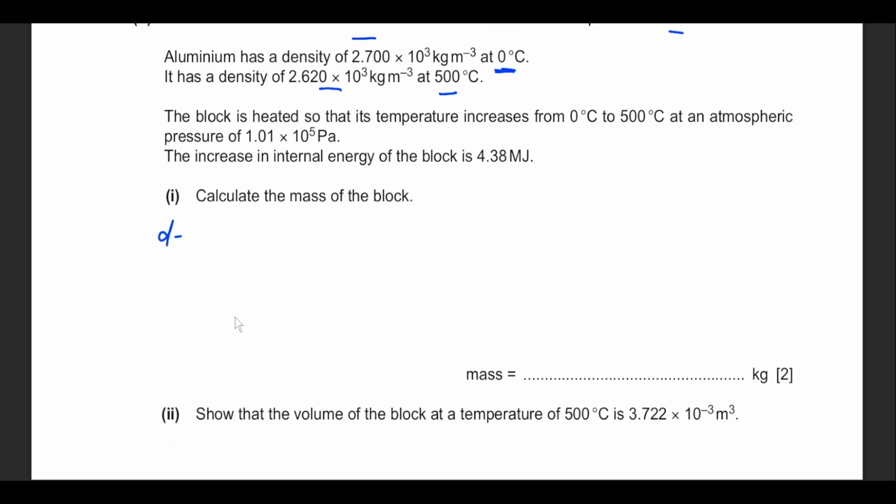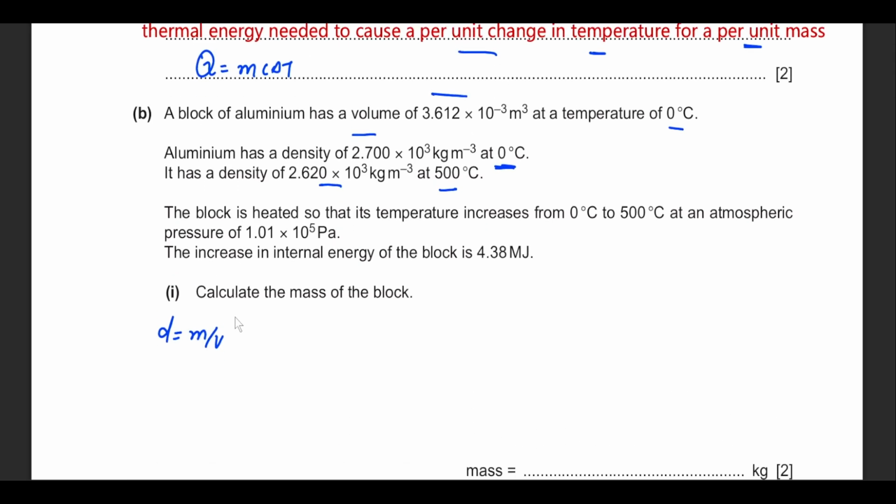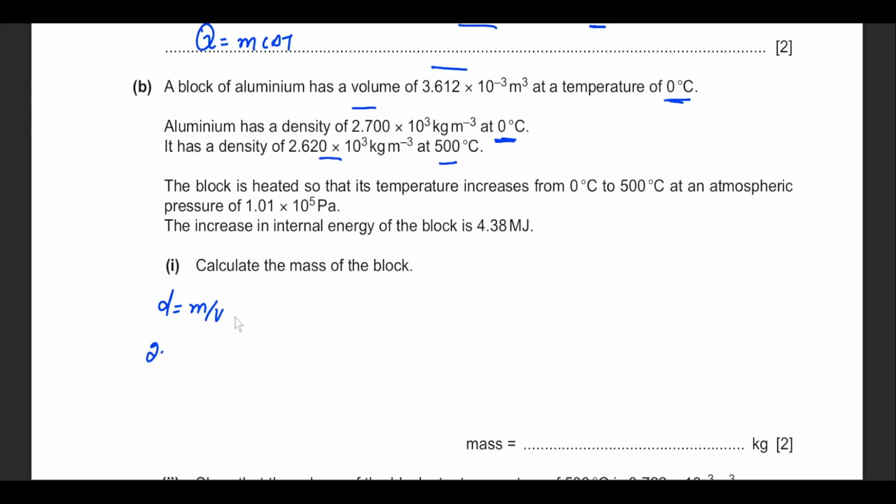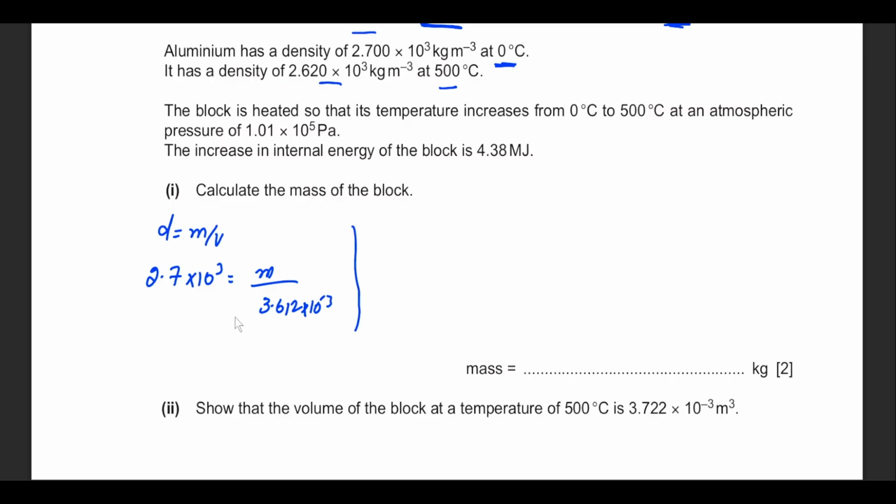So density is equal to mass by volume. Density will be used for the part when the temperature was the same. Now, since I have two pieces of information at 0 degrees centigrade, it's logical to use them. So 2.7 into 10 raised to power 3 equals mass divided by volume, which is 3.612 into 10 raised to power minus 3. Now notice that they're giving us the values up to 4 significant figures. So my final answer should also be up to 4 significant figures. I have to be careful about this.